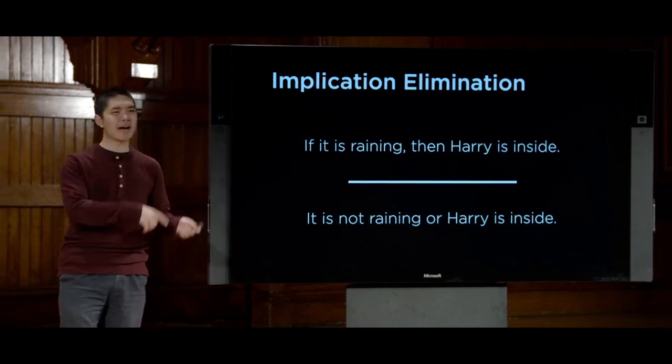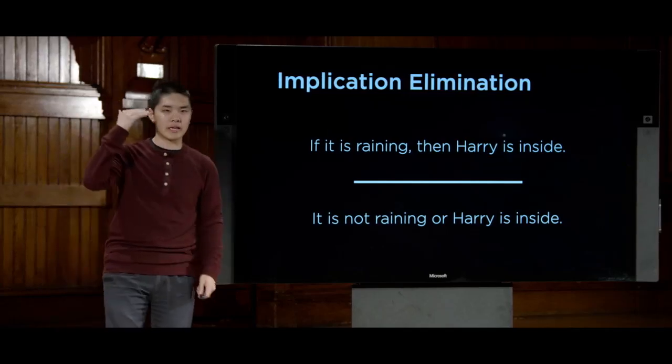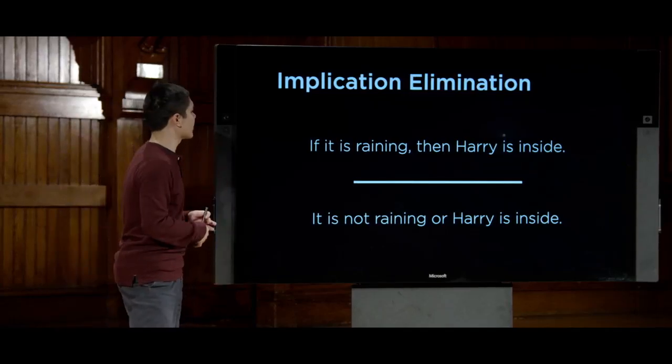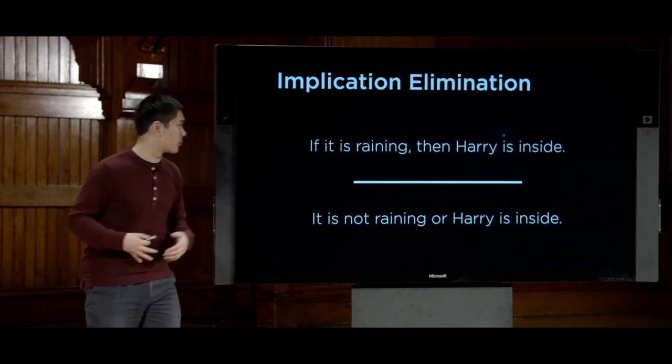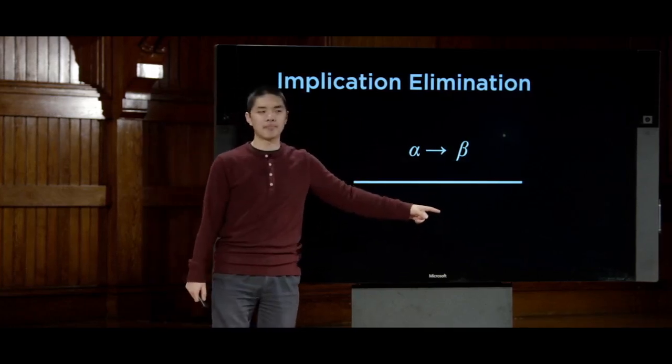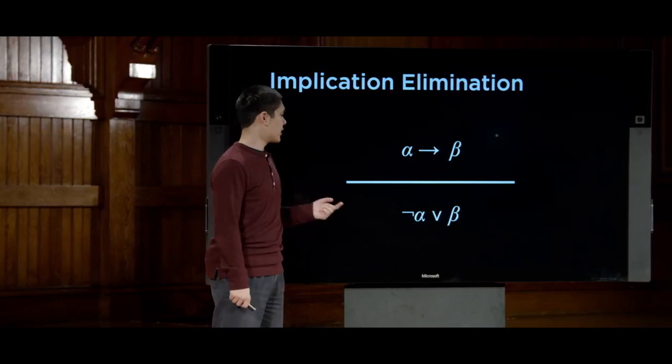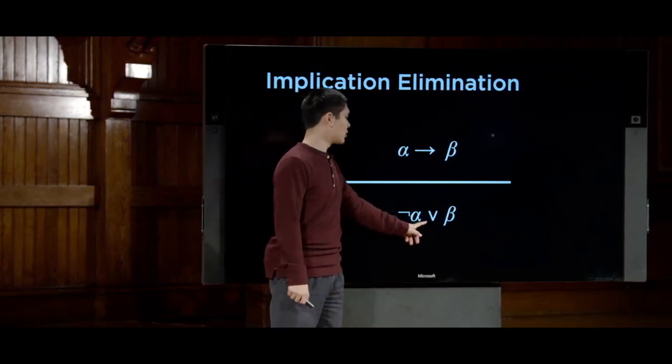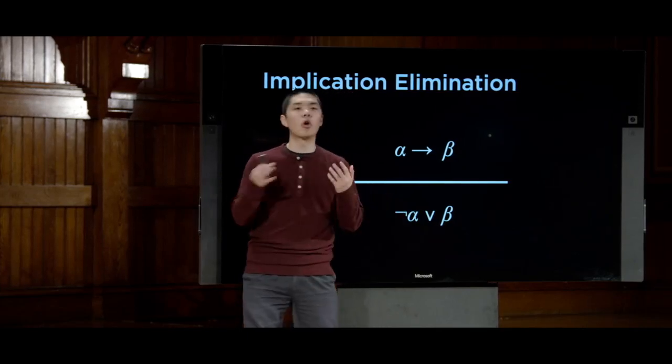And this is similar to what we actually did in the beginning when we were first looking at those very first sentences about Harry and Hagrid and Dumbledore. And phrased a little bit more formally, this says that if I have the implication alpha implies beta, I can draw the conclusion that either not alpha or beta, because there are only two possibilities.